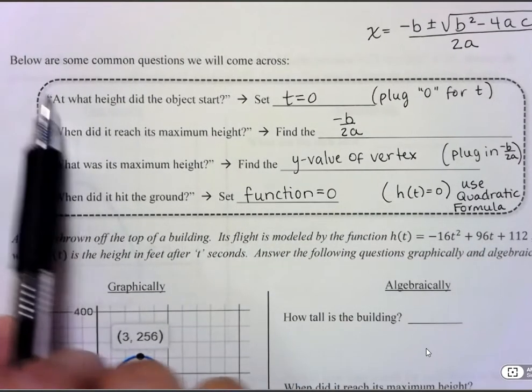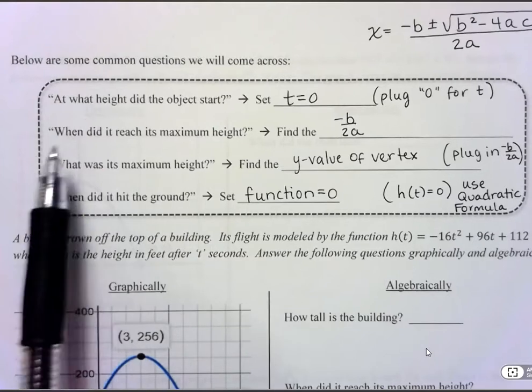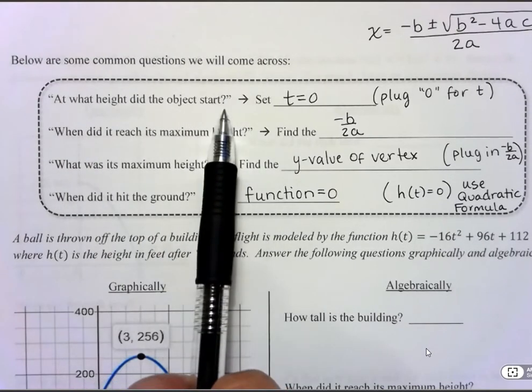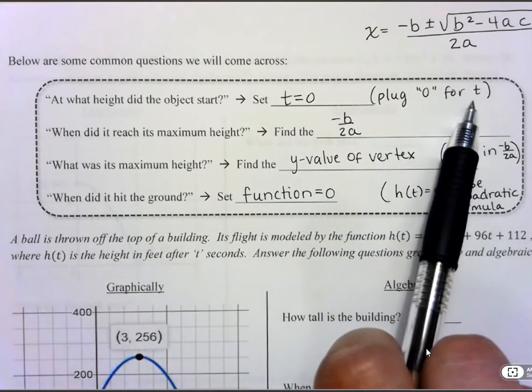On this page, these are some of the common questions that you're going to come across. At what height did the object start? When they ask you this, the starting point is time equals 0. Basically, you're going to plug in 0 for t.